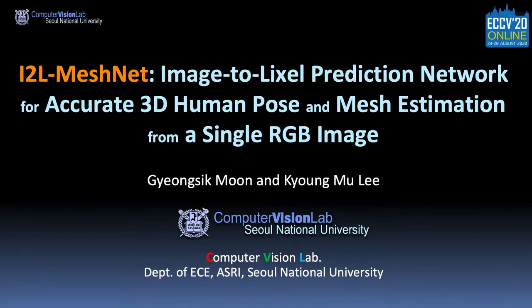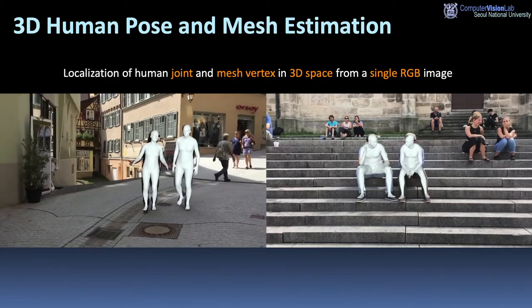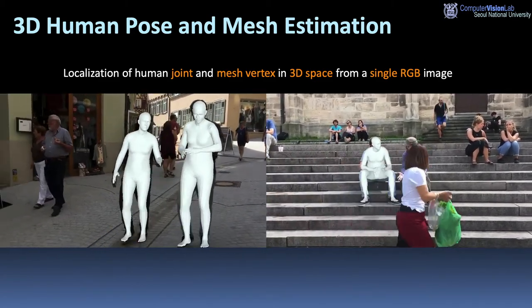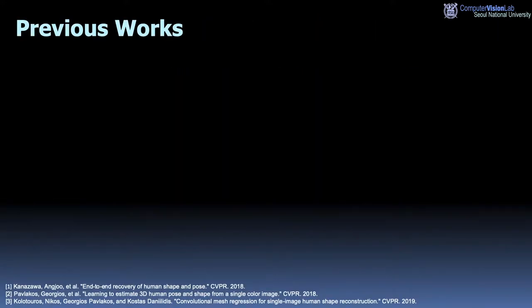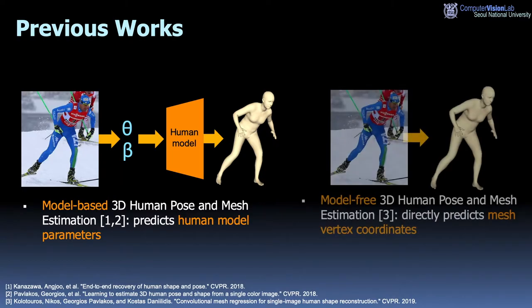Hello everyone, I'd like to present our I2L MeshNet. The goal of 3D human pose and mesh estimation is a localization of human joint and mesh vertex in 3D space from a single RGB image. There are two main streams in previous works. The first one is a model-based approach, which predicts human model parameters. The second one is a model-free approach, which directly predicts mesh vertex coordinates.